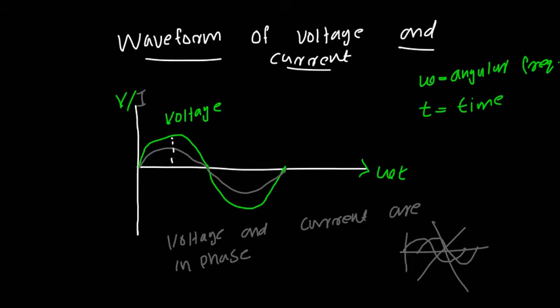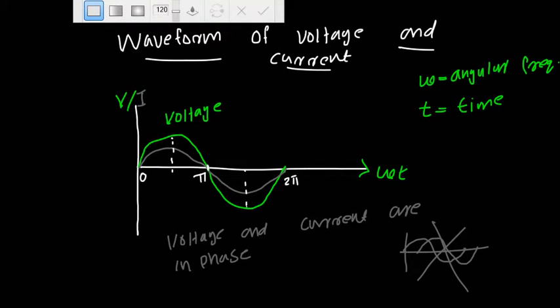The maximum value occurs at the same time and the minimum value occurs at the same time. This is 0, this is pi, and this is 2 pi for a sine wave. The voltage or current will reach the maximum value at pi by 2, and zero value at pi and 2 pi respectively. This is the waveform of a resistor only circuit, and let us calculate the power.